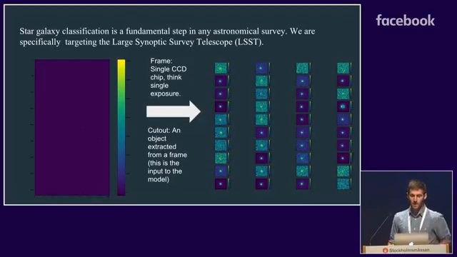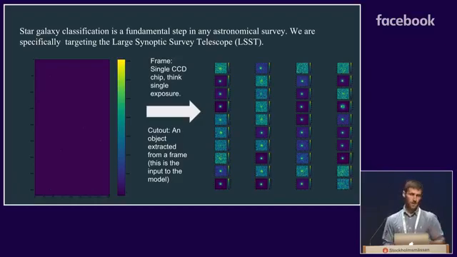Okay, so star galaxy classification is a fundamental step in any astronomical survey. Specifically, we're targeting the Large Synoptic Survey Telescope, or LSST. LSST is probably one of the biggest ground-based surveys to happen in the next 20 years. It'll operate for about 10 years, starting in the early 2020s. It'll collect about 15 terabytes of data a night. And star galaxy classification is one of the fundamental steps in the astronomical processing pipeline.